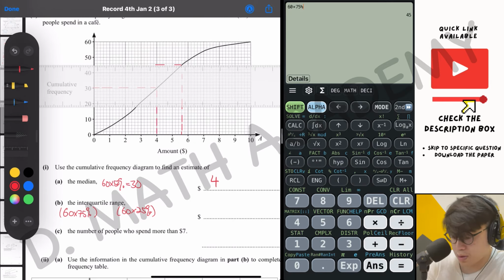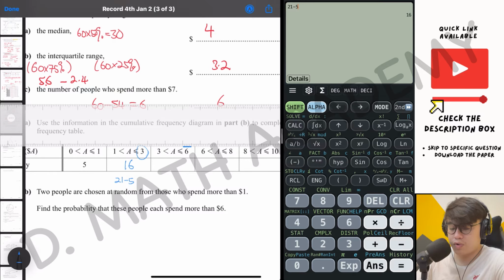So they want you to fill up the diagram. If it's 0 to 1, that would be 5%. 1 to 3. So the next thing that they wanted you to do is quite weird here. So from 1, you know there's 5%. All you have to do is to check when it's 3 then. When it's 3, how many percent were there? When it's exactly 3, we have 21. So you can take 21 minus 5 and you will get your answer. That will be 16.